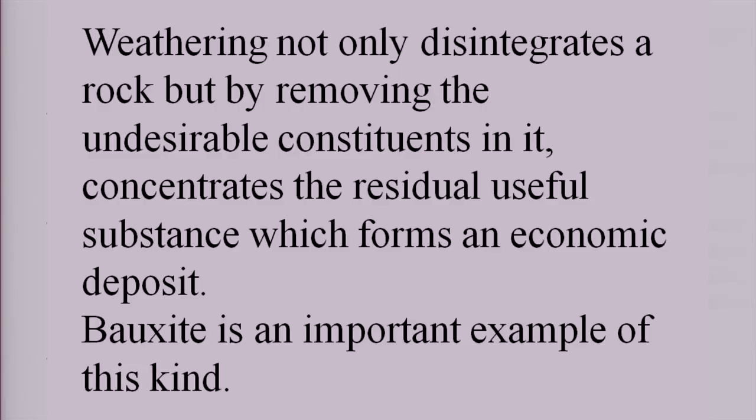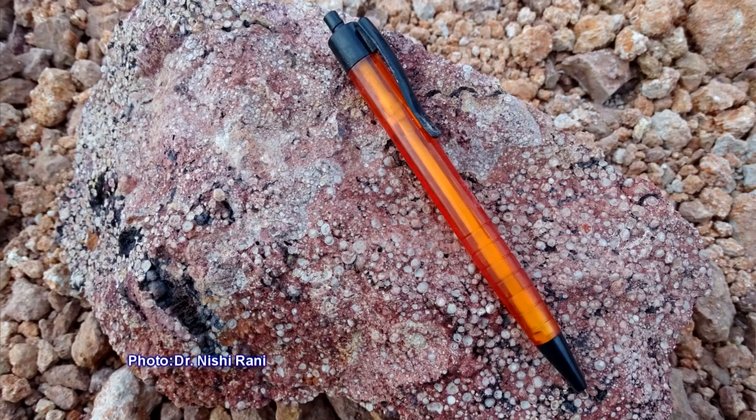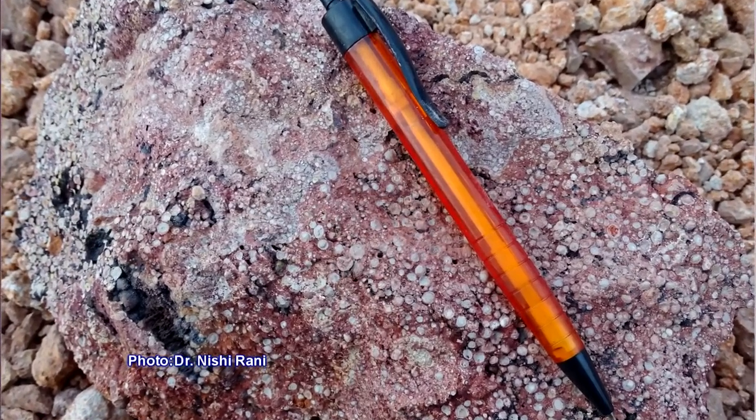Weathering removes some of the mobile elements and leaves the immobile elements. In such a case of weathering, when disintegration and decomposition go on, soluble parts are removed and insoluble residues accumulate, forming residual deposits. We all are familiar with aluminum, which we are so much dependent on, and bauxite is an ore which is an important example formed due to weathering.